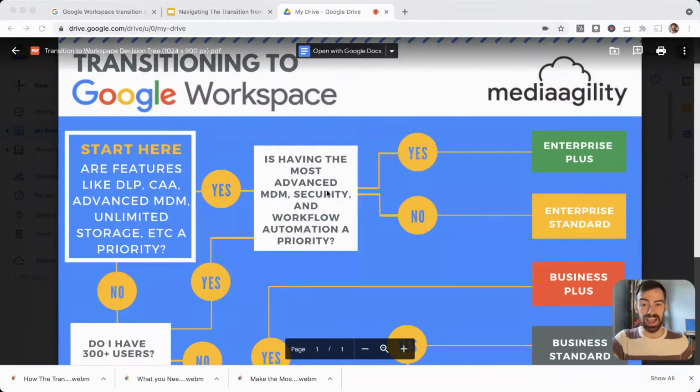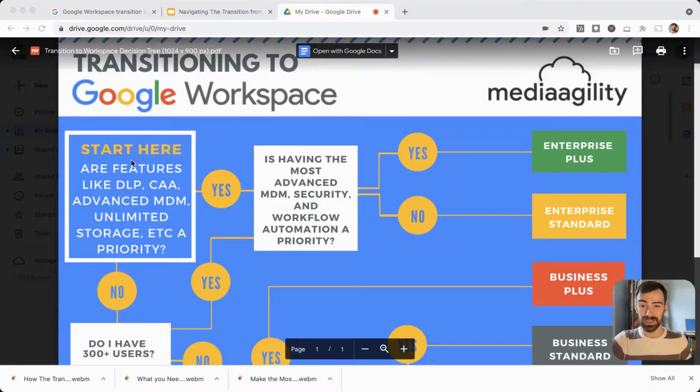Is having the most advanced security, the most comprehensive security suite, a priority? In this day and age, for many folks, they're finding it worthwhile because they're also able to consolidate other third parties such as Proofpoint because of Enterprise Plus's built-in malware protection. Is workflow automation, having connected sheets, a priority as well? If so, Enterprise Plus is the SKU for you. If not, Enterprise Standard will likely do the job.